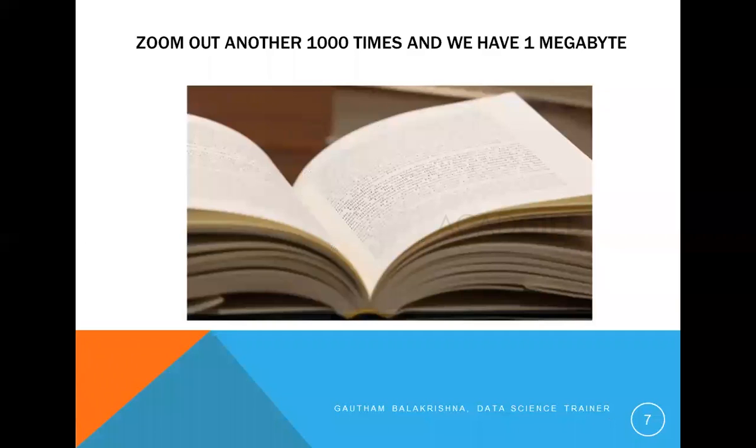So if you zoom further another 1,000 times, that would be like a book, a novel, or any technical book that you study, which would probably on average have around 500 to 1,000 pages. That would be about 1 MB. So we just multiplied 1 KB by 1,024 times, and that is actually equivalent to 1 MB. If you look at most of your e-files or e-books, a small e-book would be about 1 MB.